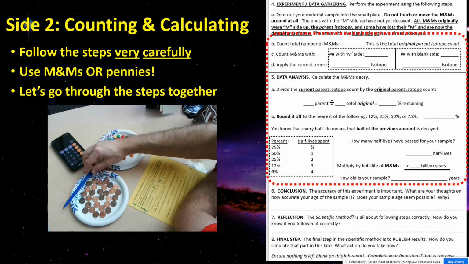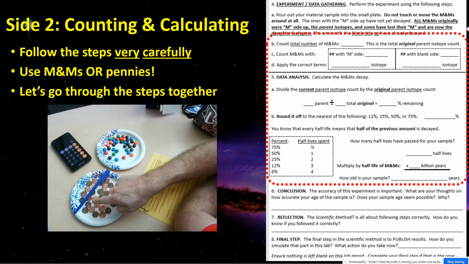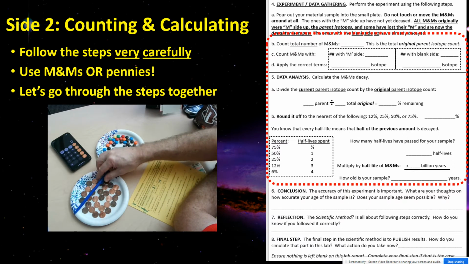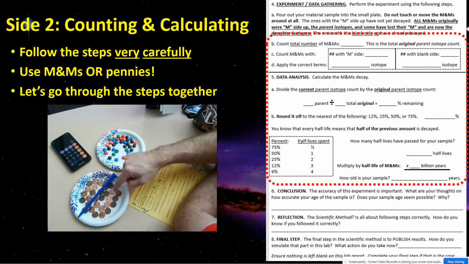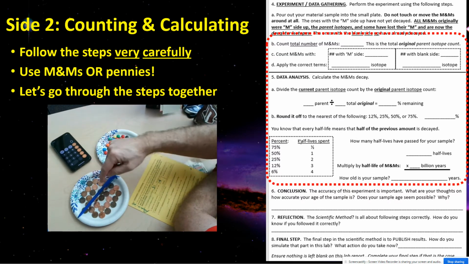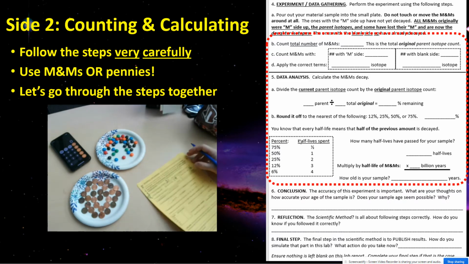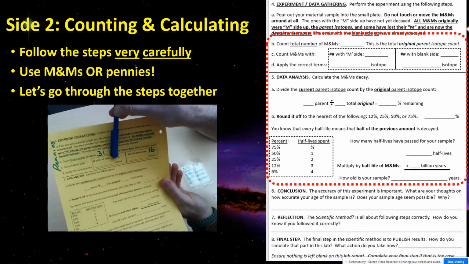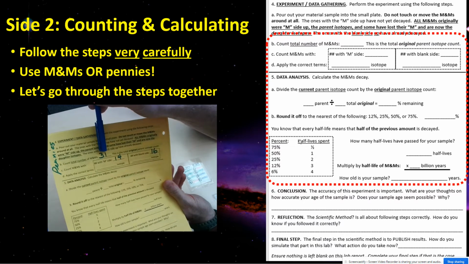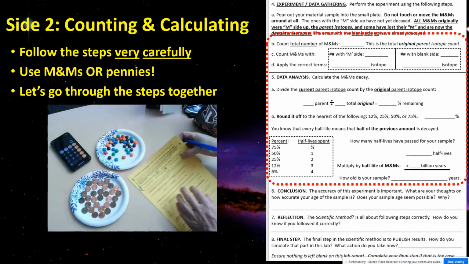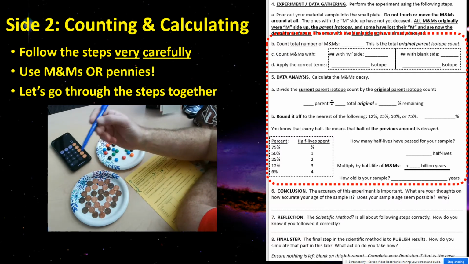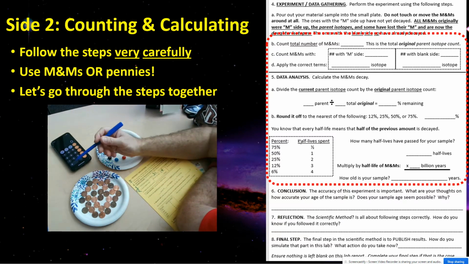1, 2, 3, 4, 5, 6, 7, 8, 9, 10, 11, 12, 13, 14, 15, 16. Did I miss one? I might have missed one because look at my math. 14 and 16 do not add up to 31. They add up to 30. So I must have missed one. I'm going to double check my counting really quick. This is important that you do your counting and double check it.